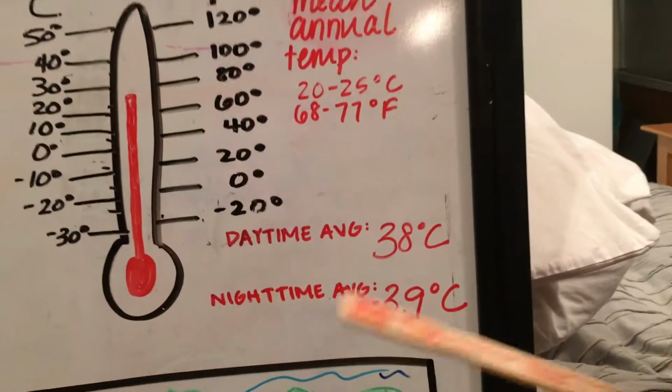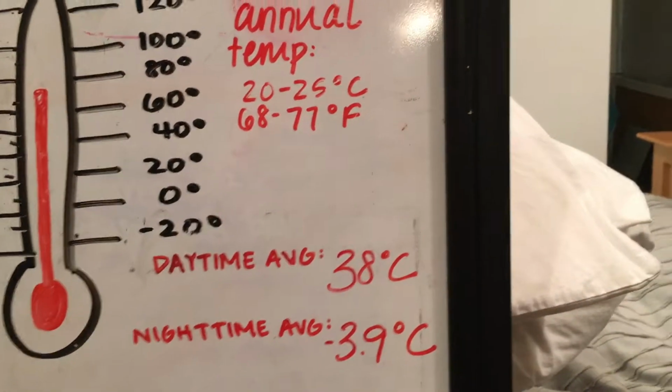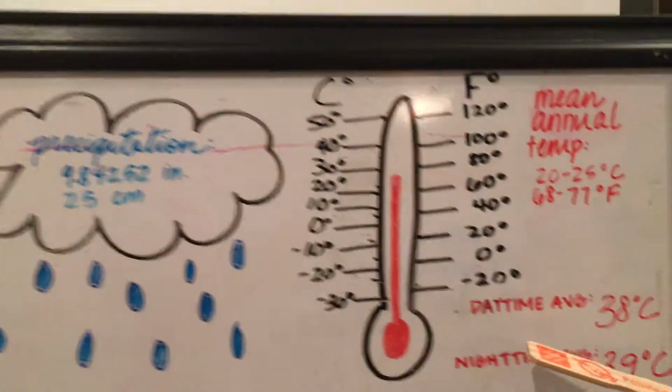The nighttime average is negative 3.9 degrees Celsius, which is cold. It's about 30 degrees Fahrenheit, a little bit around 28 degrees, something like that. Below freezing for you Americans. It means below freezing. Anyway, what this means is we're going to have to pack for very hot temperatures and very cold temperatures, and we have limited space.